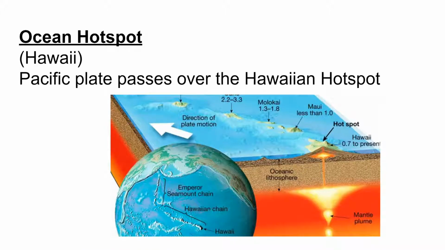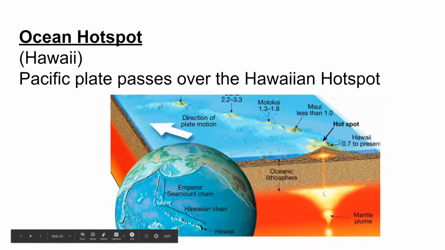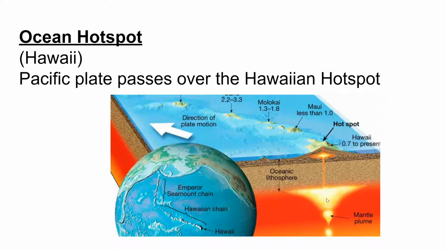Ocean hotspot. So an ocean hotspot is like Hawaii, and the Pacific plate is moving in the way the arrow's pointing. And there's this mantle plume that stays in one place. So as the plate moves over it, different volcanoes pop up, and as the volcanoes move this way with the plate, they cool off because they leave the hot spot and they get worn down.